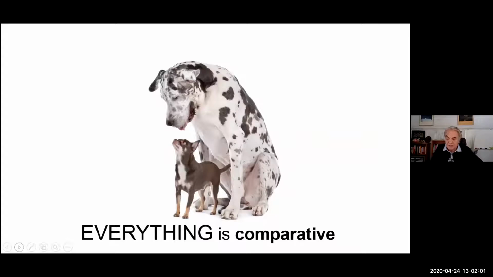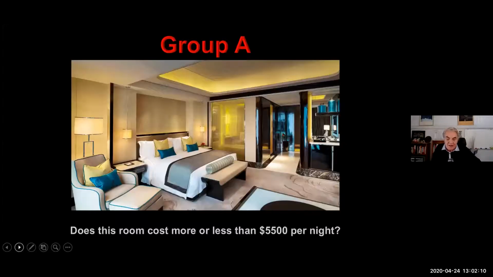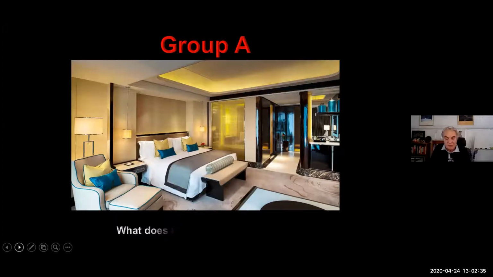Everything in the world is comparative. Our brain is hyper-comparative, and all we do is we tend to compare to something we already have in our brain. Here's an interesting experiment I often do with groups. Only a couple of months ago, I had a group of about 40 people in the room, and I broke them into two groups of 20. The first group, I showed them this particular scene. I called them Group A. And I asked them this question: does this room cost more or less than $5,500 per night? And then I asked them, what do you think this room costs per night? And I got them to write that figure down on a piece of paper that we collected.